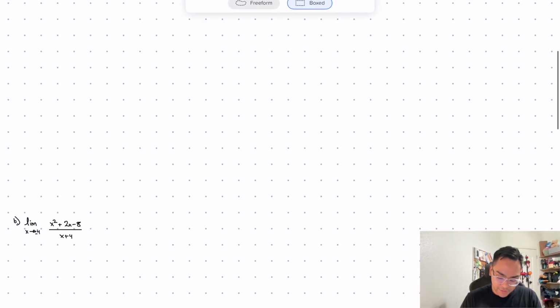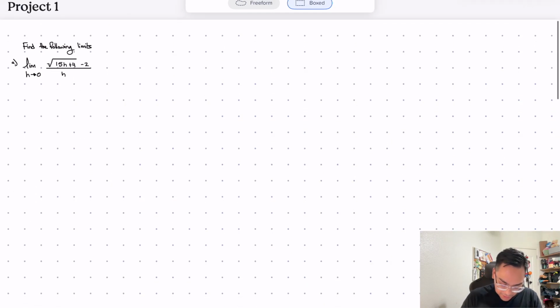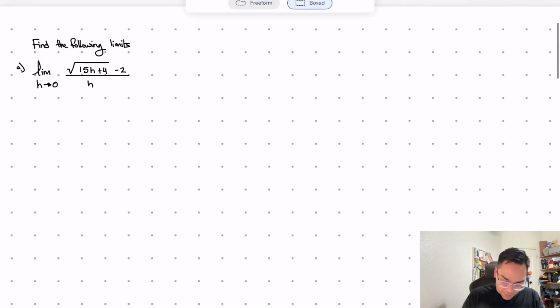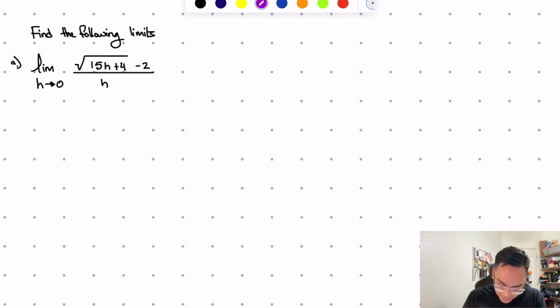Project number 1 asks us to find the limits of 3 different equations, A, B, and C. We'll start off with letter A. It asks us to find the following limit. The way we'd read it is the limit as h approaches 0 of a fraction: the square root of 15h plus 4, minus 2, over h.